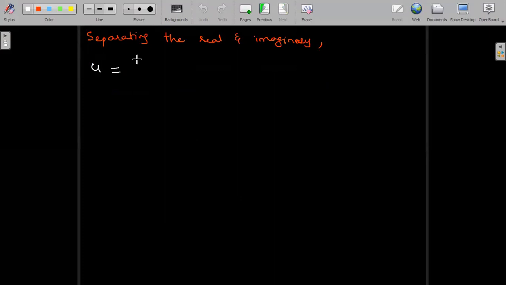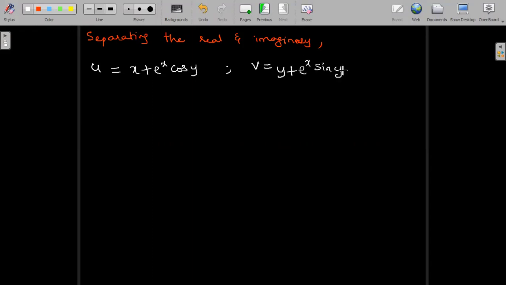So u is equal to x plus e power x cos y, and v is equal to y plus e power x sin y. So that now we can find out the derivatives ux, vx, uy, vy, partial differentiation with respect to x and y. So let us find the derivatives.